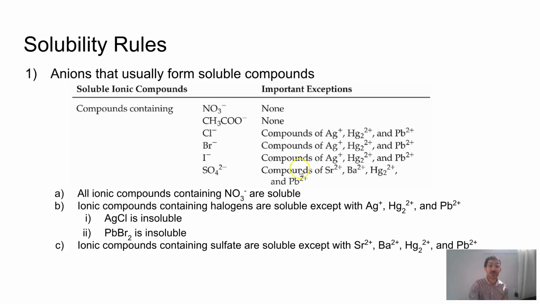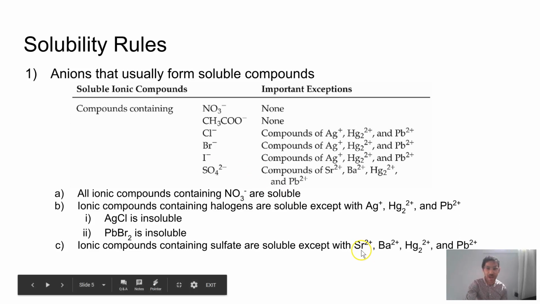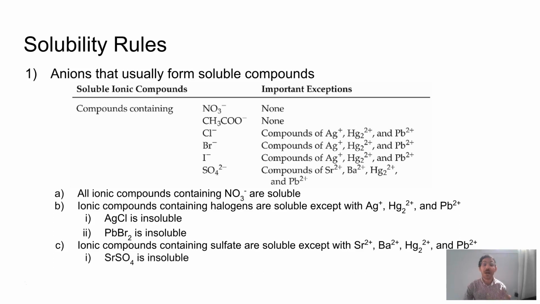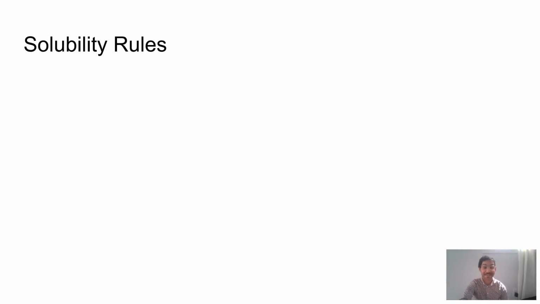Ionic compounds that have sulfate in them are also generally going to be soluble unless you have them mixed up with strontium ion, barium ion, and these two suspects again, the mercury and lead ions. So these are probably going to be soluble unless they are hitting one of these exceptions. So if you see strontium sulfate, that's going to be insoluble. If you saw dimercury sulfate, that's also going to be insoluble.